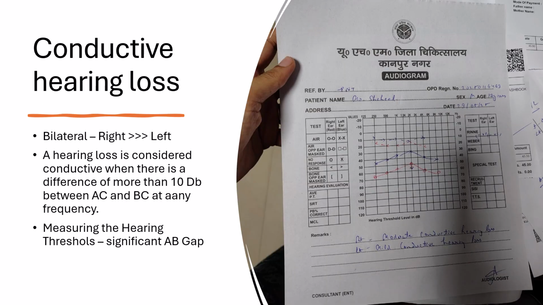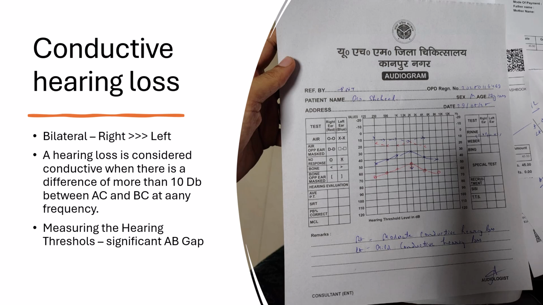Now, conductive hearing loss. What is conductive hearing loss? A hearing loss is considered conductive when there is a difference of more than 10 decibels between AC and BC at any given frequency. Measuring the hearing thresholds, this is the significant AB gap. In this graph, in the left ear there is mild conductive hearing loss, and in the right ear there is moderate conductive hearing loss.